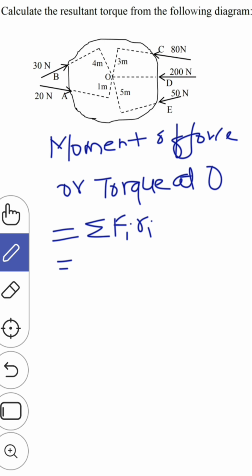You have to keep in mind that whenever the moment of any force about any point is clockwise, it is taken as negative, and if the moment of force about any point is anti-clockwise, then it is taken as positive.